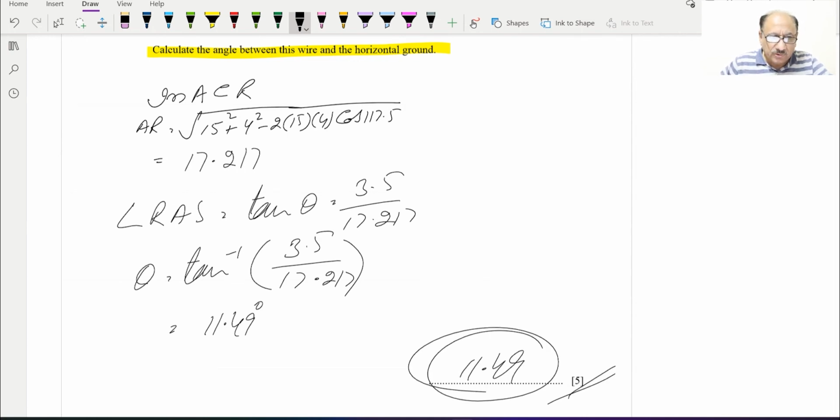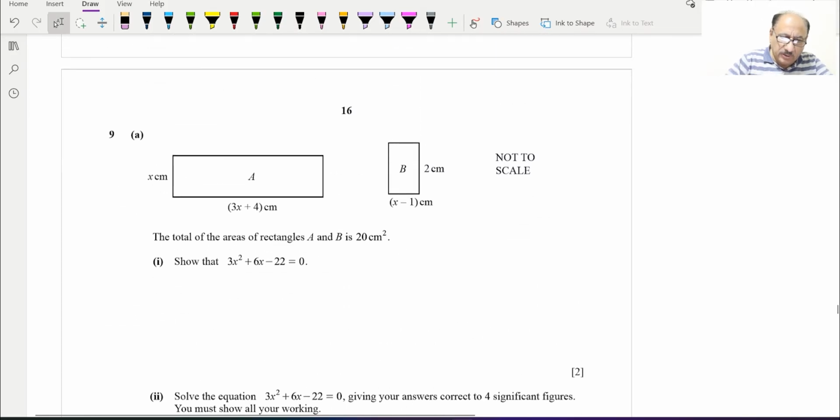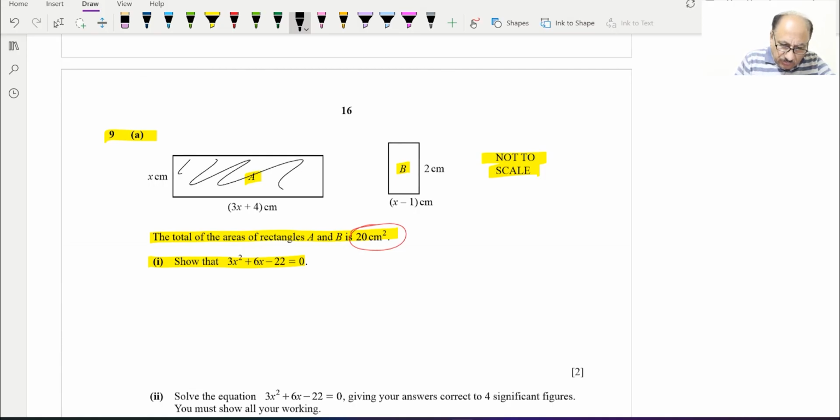Hopefully you understood this. Now question number 9a part says two diagrams are provided, not to scale, and the total of the areas of rectangle A and B, this is A, this is B, is 20. So this is given, total area is 20. Show that this is equal to this. So what we will be doing, area of this will be how much? This will be x into 3x plus 4, and area of this B will be plus 2 into x minus 1 is equal to 20 by the condition of the question.